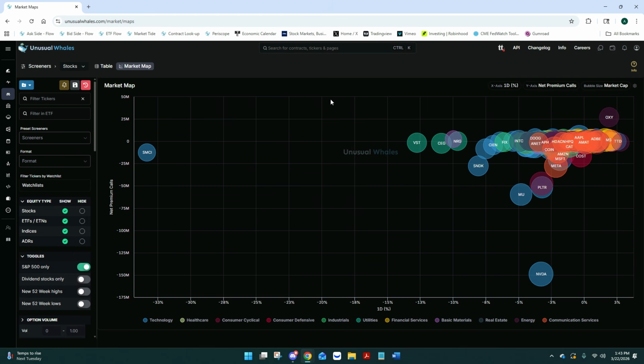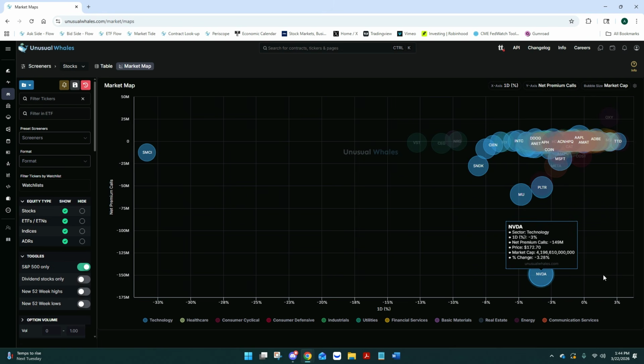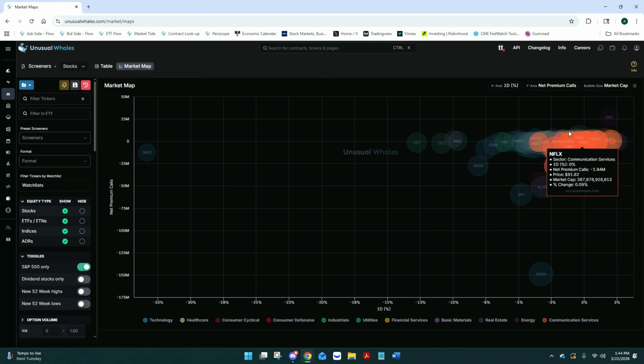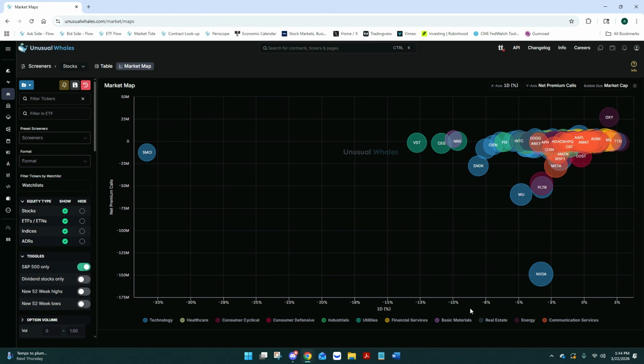The cool thing about this now is you can see how a lot of these names are pretty much in line here. What I'm looking for is outlying names. I'm looking for spikes to the upside and to the downside that are not in a grouped area. So what I like to do from this point is click the names that are sticking out here.